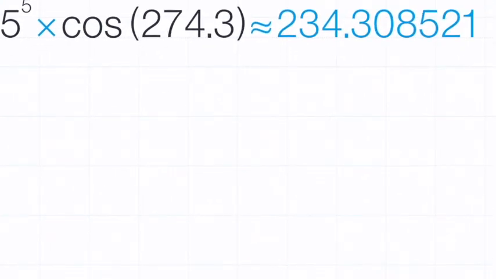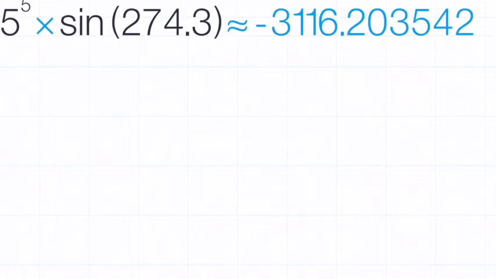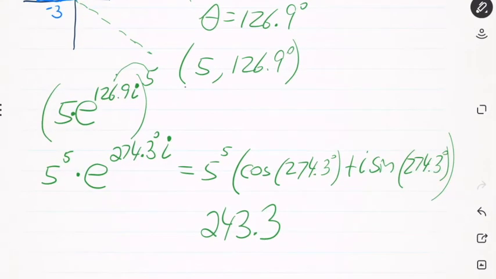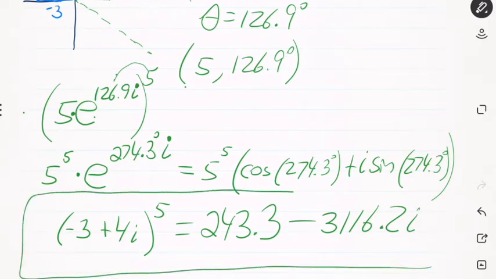And then do the same thing for sine. So let's see here. Sine. And that'd be negative 3116.2i. So this thing would represent negative 3 plus 4i raised to the 5th power. So it's really one of the only ways you would want to do this is to change it into polar form, Euler form, into trig form so you can do the calculation and come up with an answer.